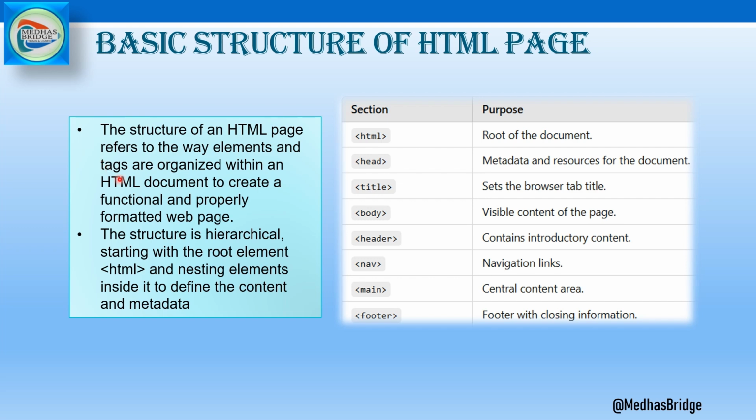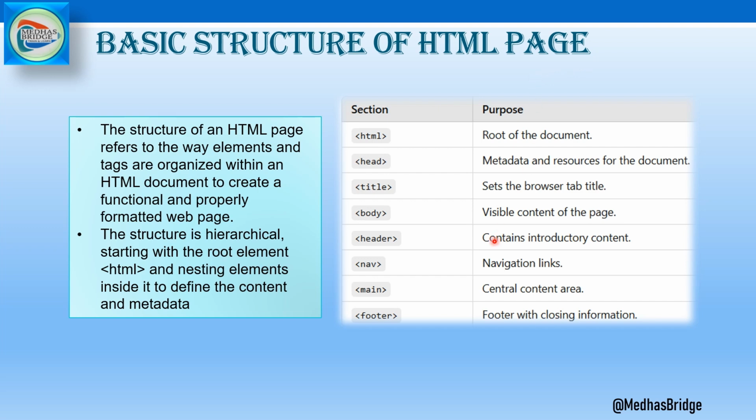as a user. So the structure of an HTML page basically refers to the way that elements, HTML tags, are organized within the HTML document. The web HTML page is what we can call an HTML document. Basically, how the HTML document that you create is functional and properly formatted to present on the web page. Okay, there is a hierarchical structure, because we have the root element and then nested elements within the root element, and that is how the basic structure of the HTML page is constructed.